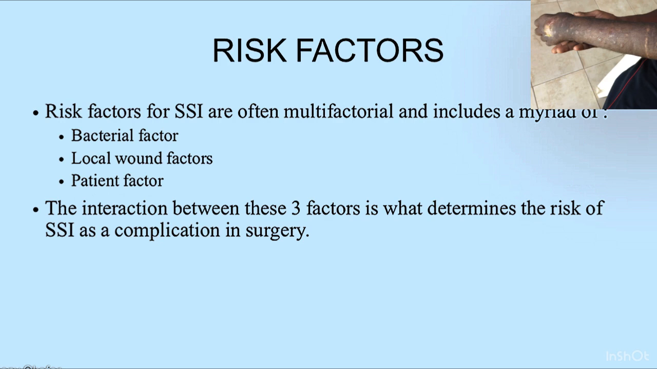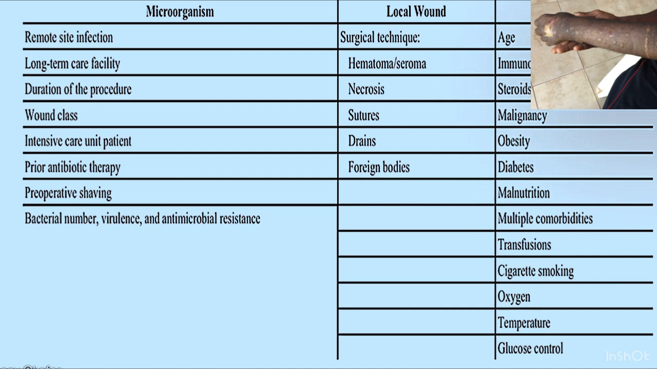So the risk factors of surgical site infection are often multifactorial, and they include a myriad of factors: the bacterial factor, local wound factor, and then the patient factor. Individual factors cannot alone cause it. There has to be an interaction between these three factors, and that is what determines the risk of surgical site infection as a complication in surgery. So as they've been classified, we have those based on microorganisms.